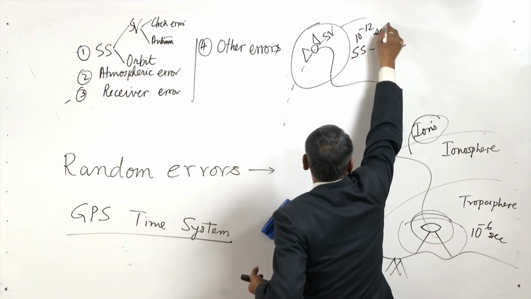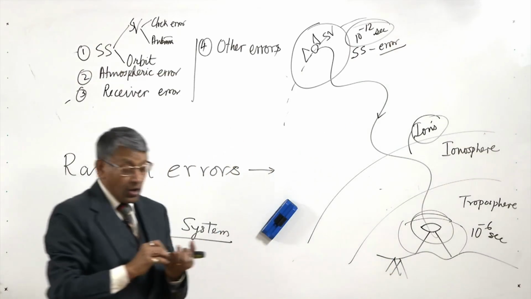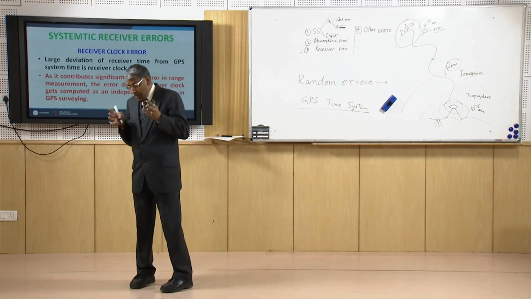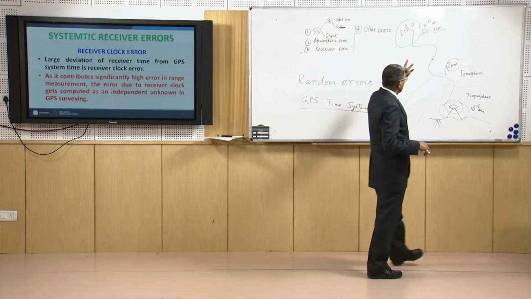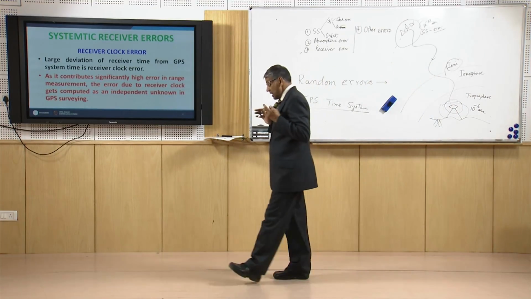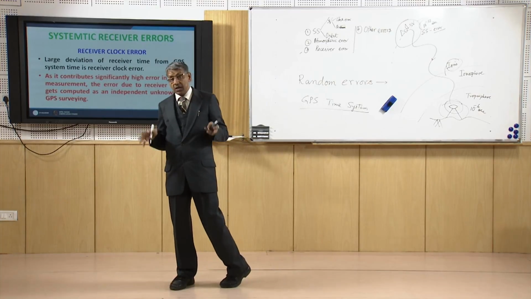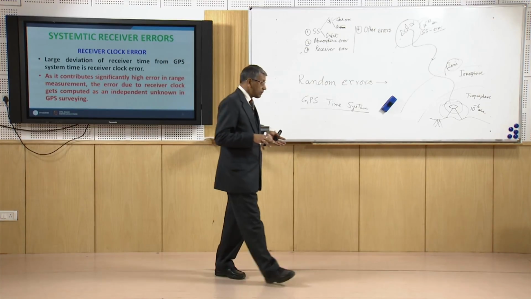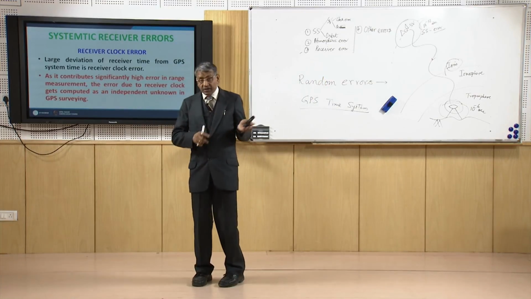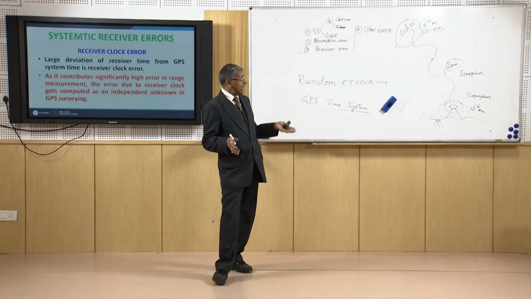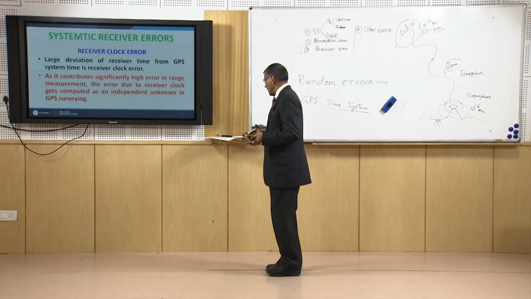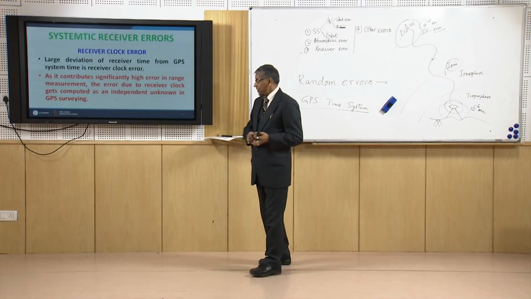So, there is an error called synchronization error between the satellite vehicle and the receiver, and that makes a very large error in the GPS observable. That is the reason why the GPS observable is not the range but the pseudo range, and it is taken as an independent error and is estimated during GPS processing.